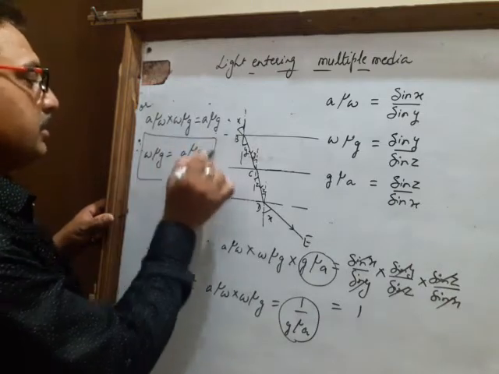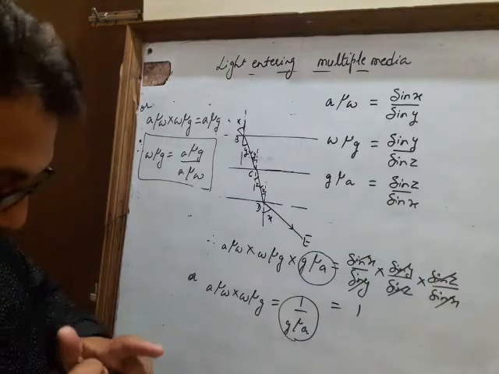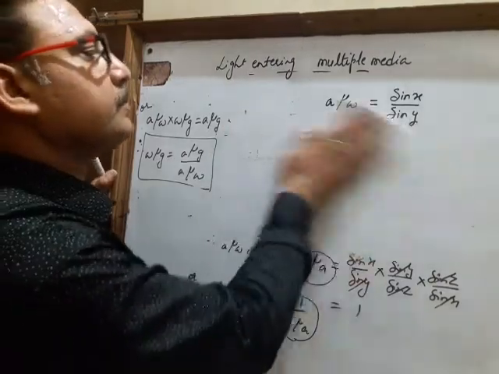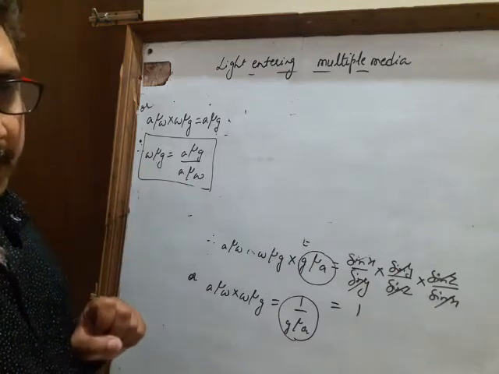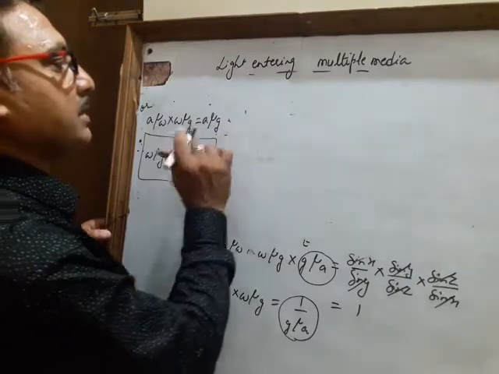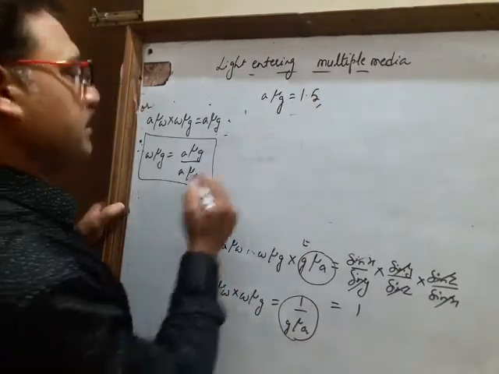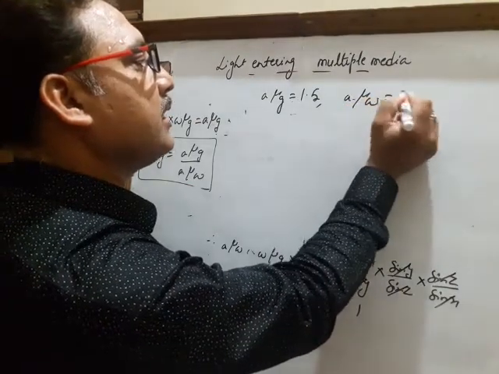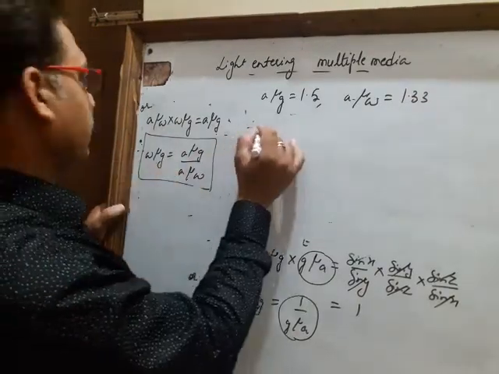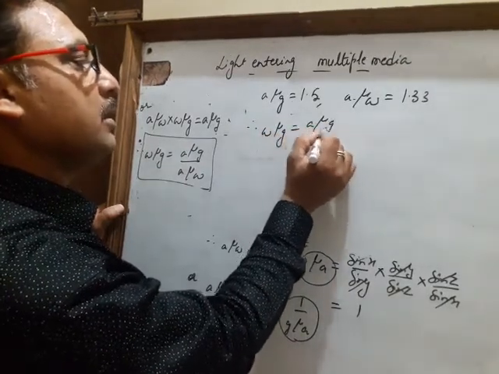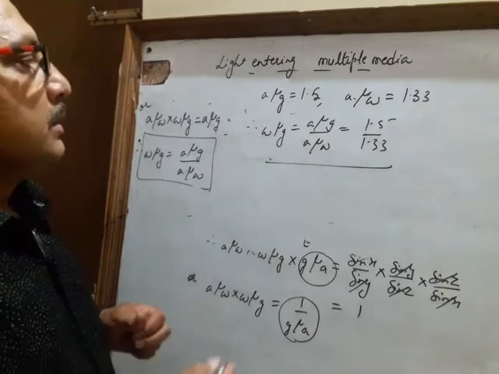This is a very important relation. You have to remember this in order to solve numericals. Suppose you get a question where you have to find the refractive index of glass with respect to water. If the refractive index of glass with respect to air, a mu g, is given as 1.5, which is actually the fixed value for ground glass, and the refractive index of water with respect to air, a mu w, is 1.33, you have to find the refractive index of glass with respect to water. So w mu g is equal to a mu g upon a mu w. So 1.5 upon 1.33, this you will get. So you can easily find it.